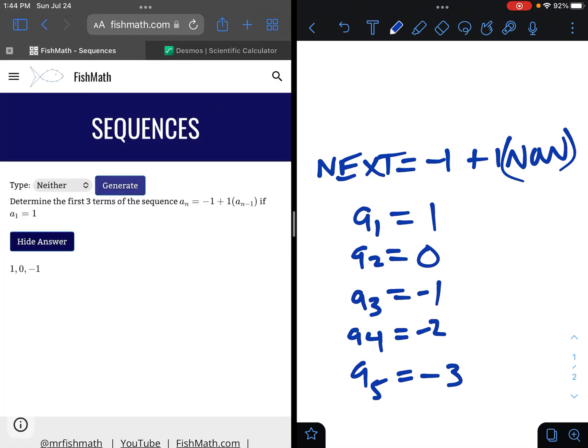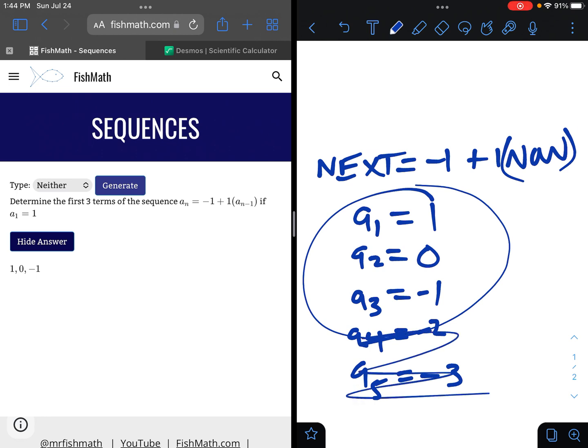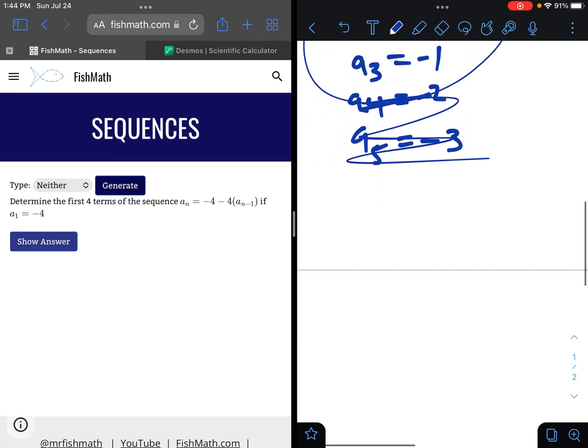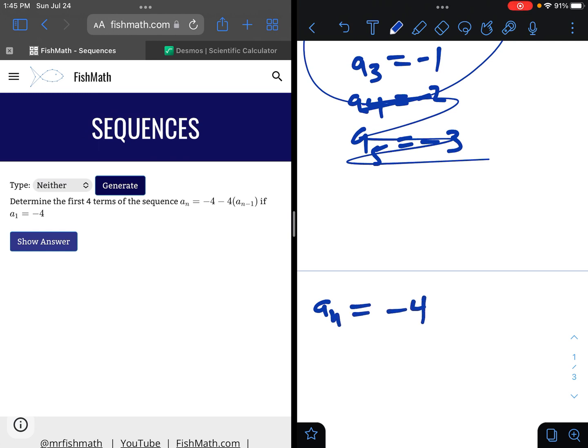So let's go back here. It only said the first 3 terms. I didn't read that. Got carried away. Let's find a new one. It looks kind of like that one. Let's try this one. So this one is saying -4 minus, okay, -4 times a n minus 1. A1 is -4. Okay, a lot of -4s here.